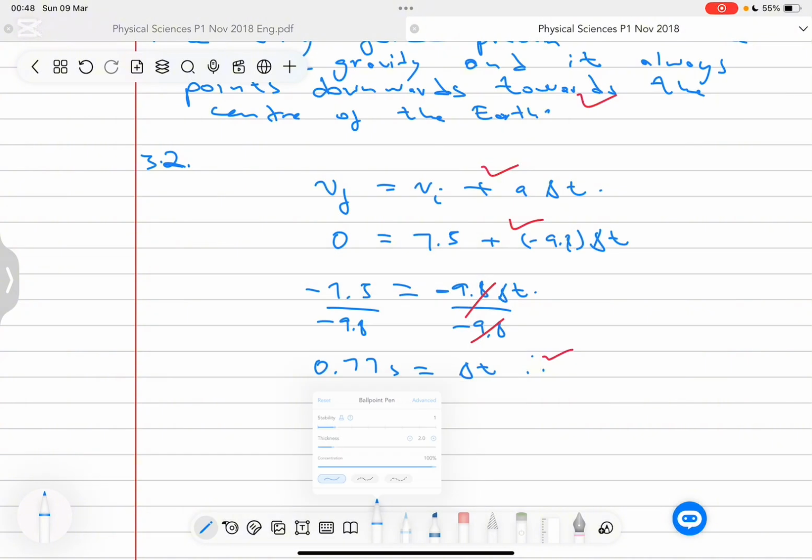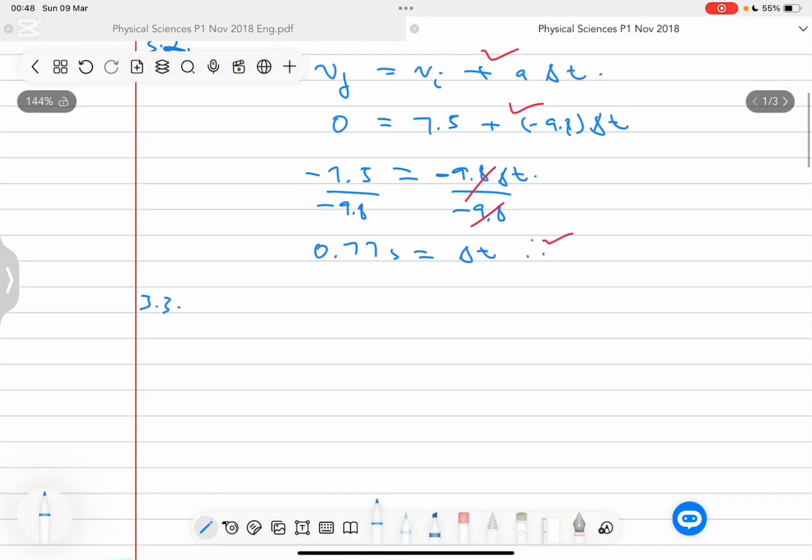Now to do that, we are going to jump straight to question 3.3, and I'm really going to use the equation that says the final velocity squared is equal to the initial velocity squared plus twice the acceleration times change in y.